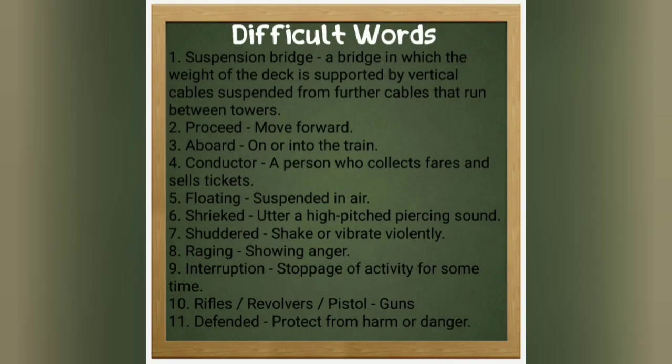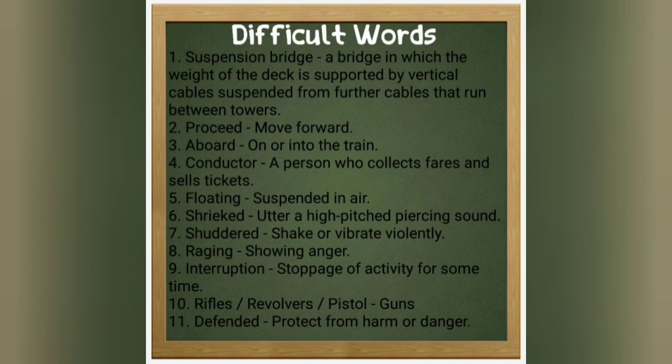The difficult words from this page are suspension bridge, a bridge in which the weight of the deck is supported by vertical cables suspended from further cables that run between the towers. Proceed is to move forward. Aboard is on or into the train. Conductor is a person who collects fares and sells tickets. He is the one in charge, basically. Floating is suspended in air. Shrieked is to utter a high-pitched, piercing sound.